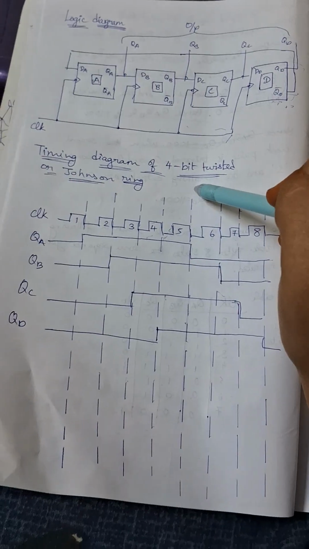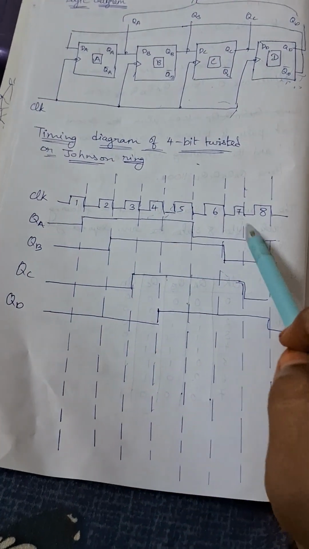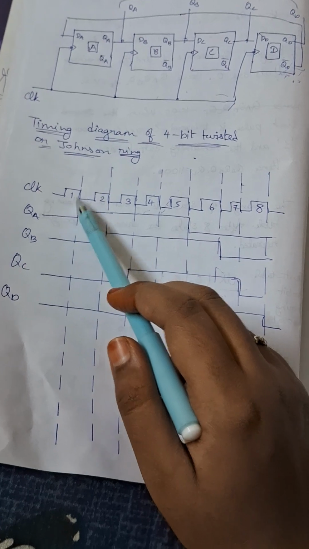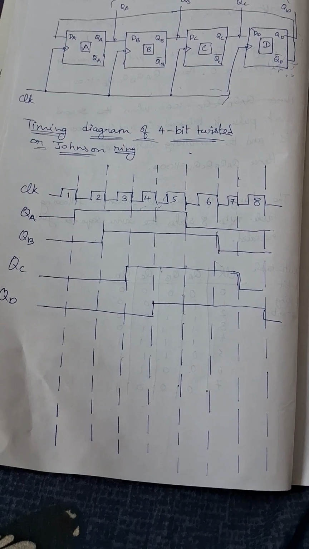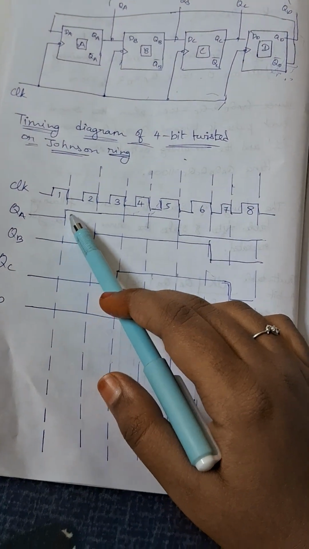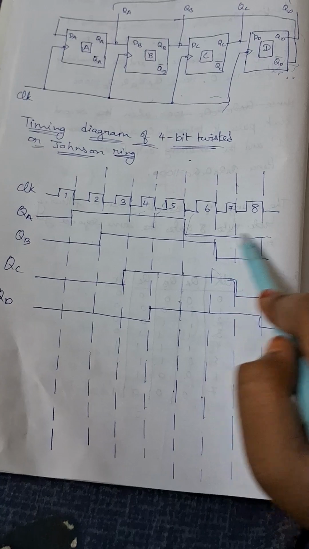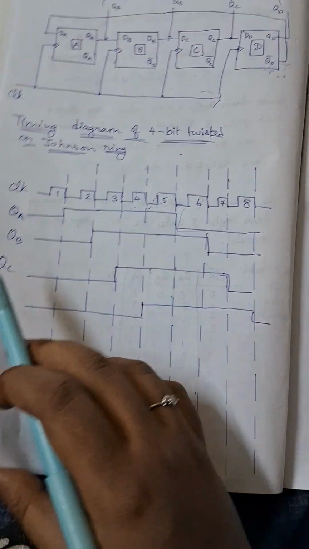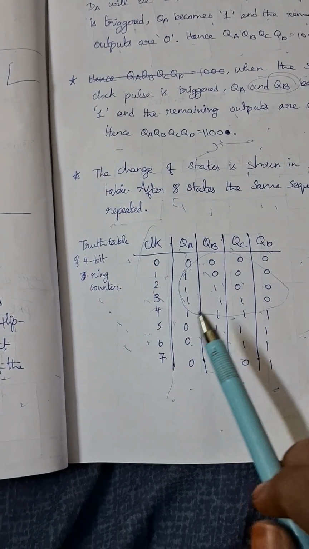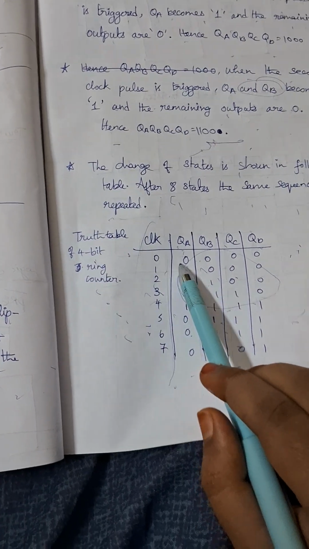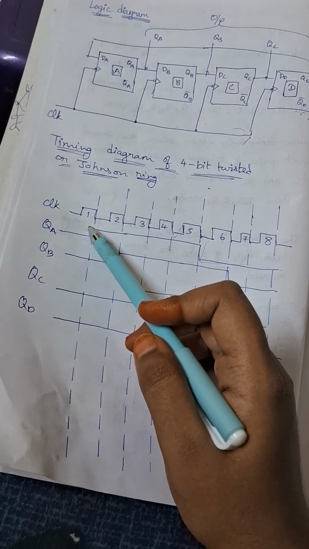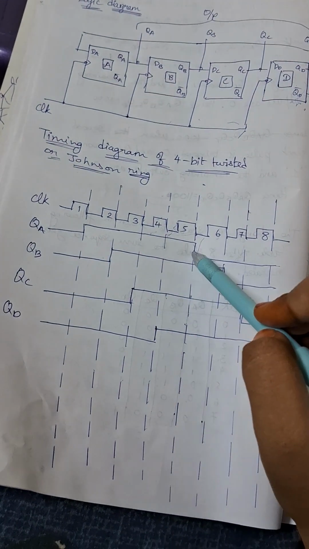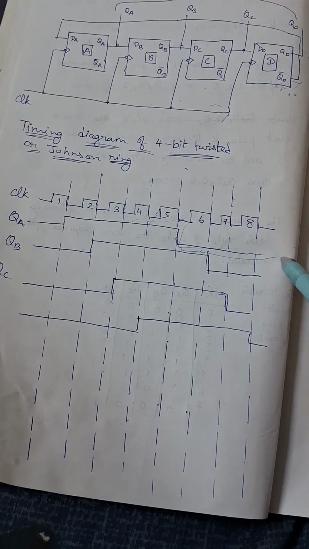So, the next is the timing diagram. We are taking 8 bits, so the clock line has 8 pulses. For QA, first it is low, and the next 4 bits are high. Right, 0 and 1, 2, 3, 4 are the states. First one is 0 and the last 4 are high state. The next becomes low state.